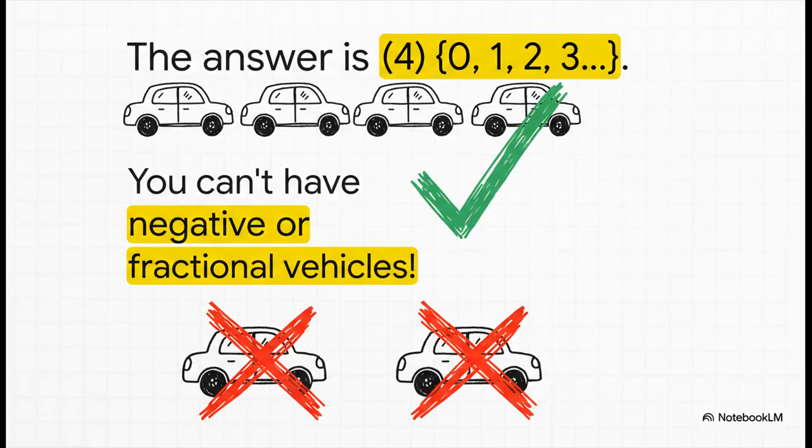And the answer has to be number 4, because context is everything here. Think about it. Can you have half a car driving down the road? Or -2 cars? Of course not. The only numbers that make any sense at all are the whole numbers. 0 cars, 1 car, 2 cars, and so on. So option 4 is our only logical choice. The real-world problem totally defines our domain.